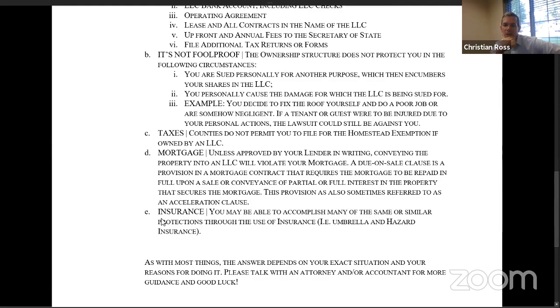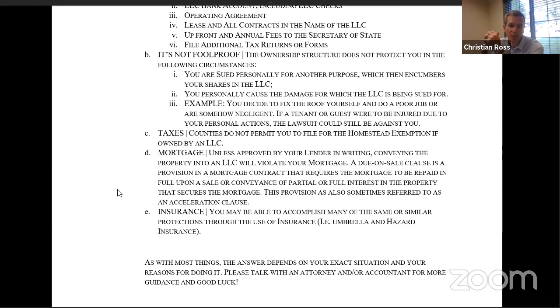B, the next reason you may not want to do an LLC, it's not foolproof. I can't guarantee that you're not going to get sued personally. The ownership structure does not protect you in the following circumstances. One, you are sued personally for another purpose, which then encumbers your shares in the LLC. So in my scenario with John and Bob, I think it was John gets sued for something and it affects his ownership in the LLC. So I'm not protecting him from losing his investment at all. I'm just protecting him from losing more than his investment if it was something to do with the property.